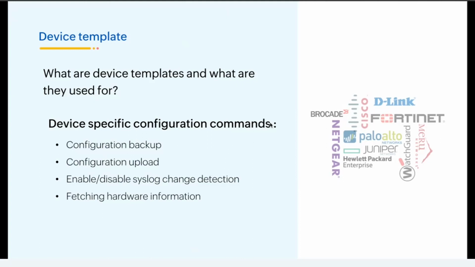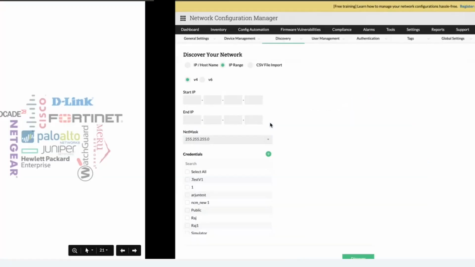So what they can do is simply use the device template option. In network configuration manager, we have around 200 plus device templates, which cover around 4,000 device types. Admins cannot create every command, so using a device template, you can just apply it to the configuration of a device and get started then and there.